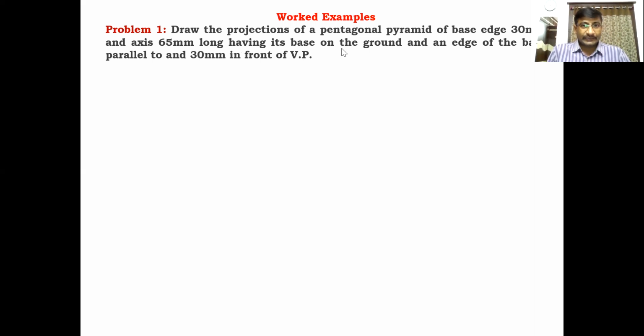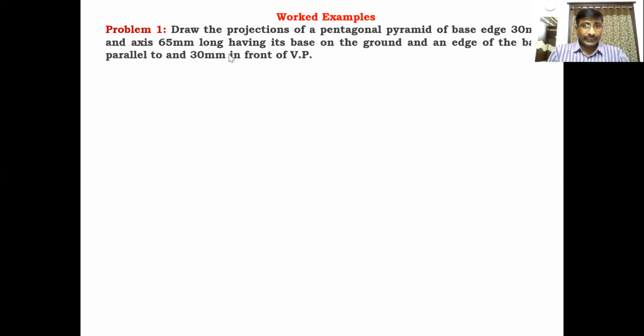It has its base on the ground. The ground is the HP, the horizontal plane, so the base is on the HP, given indirectly. Out of the 5 base edges, one base edge is parallel to and 30 mm in front of the VP. In front of means below XY.